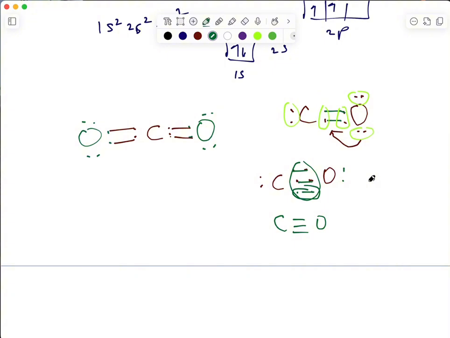So therefore, this bond is called a dative or coordinate covalent bond. A coordinate covalent bond arises whenever a shared pair is donated by one atom instead of being donated by both of them. That is what you have as a dative or coordinate covalent bond.